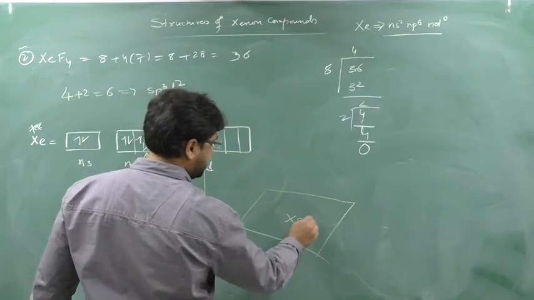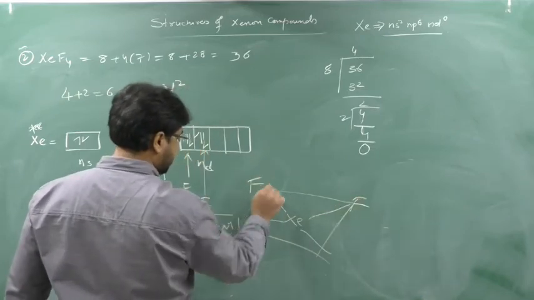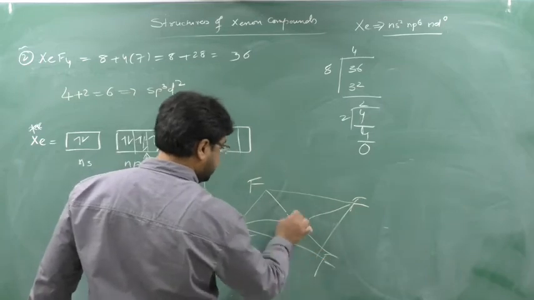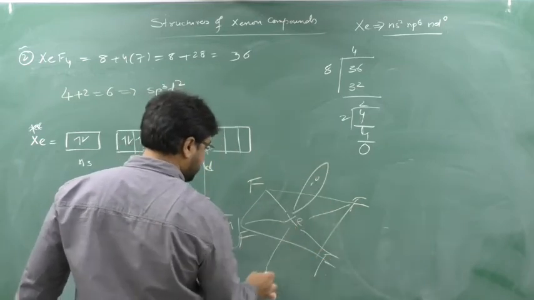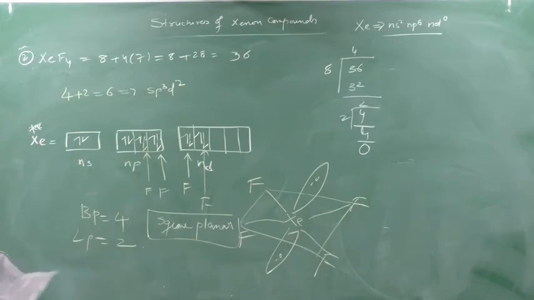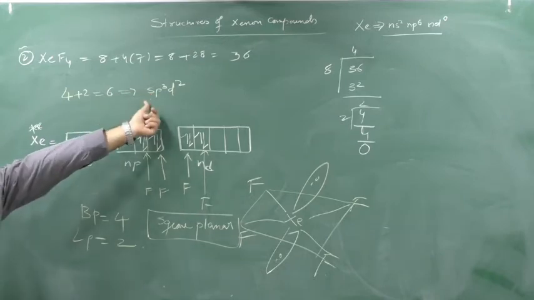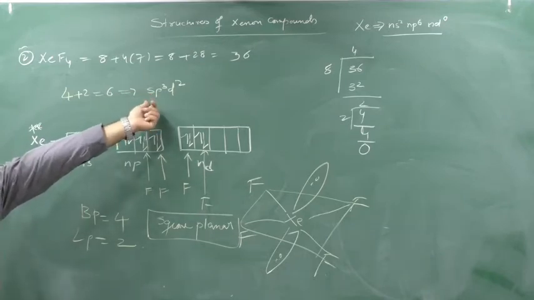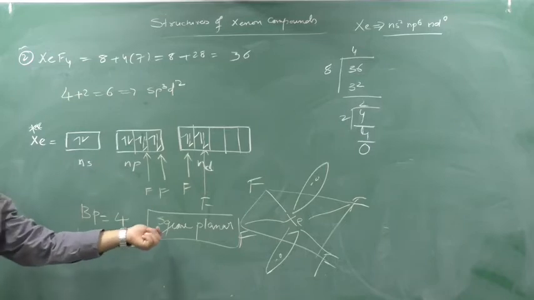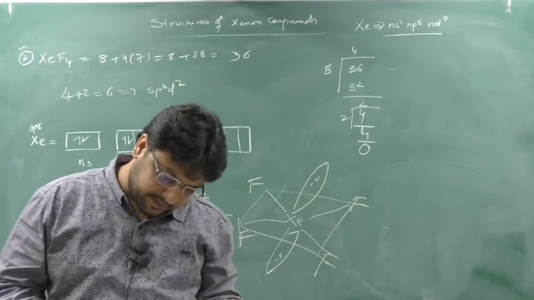Okay, this is Xe, here F, F, F, F. These are all the bond pairs, and 2 lone pairs will occupy the axial positions. Write down square planar. Everything has been given in your book. Just to understand, the expected shape was octahedral, but actually the shape is square planar. Clear? Next.